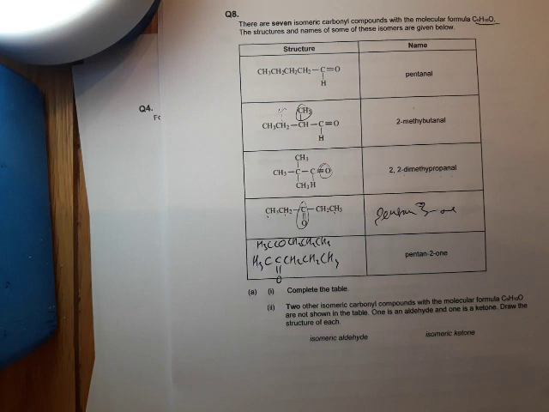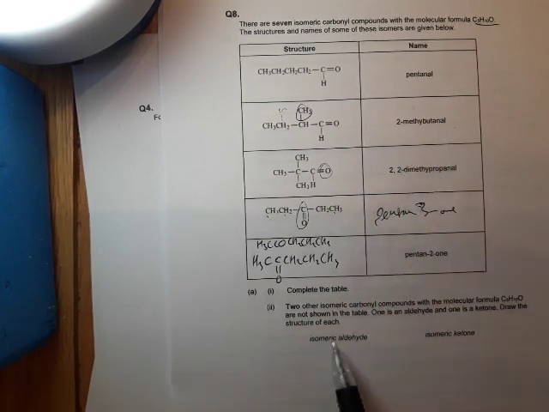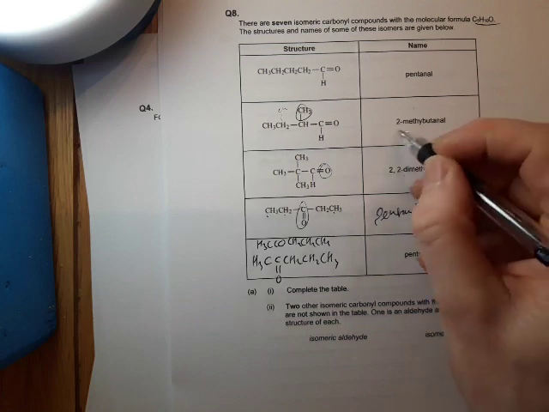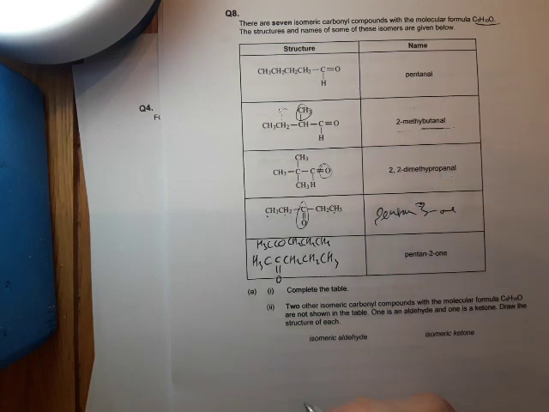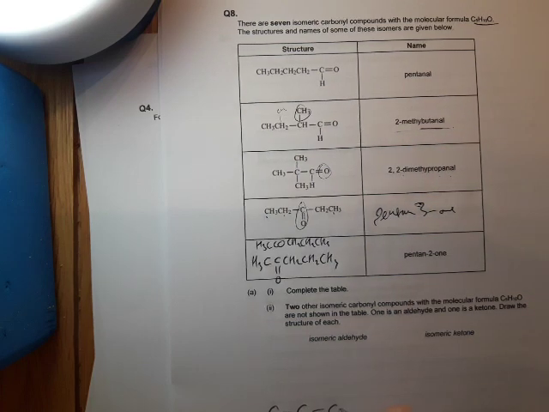Yes, you can. That's what they're after. Draw the structure of each. So I'm going for the 3-methyl-butanol. Butanol is 4 carbons in a row. I think that's quite a hard question, though. That got me thinking at least.